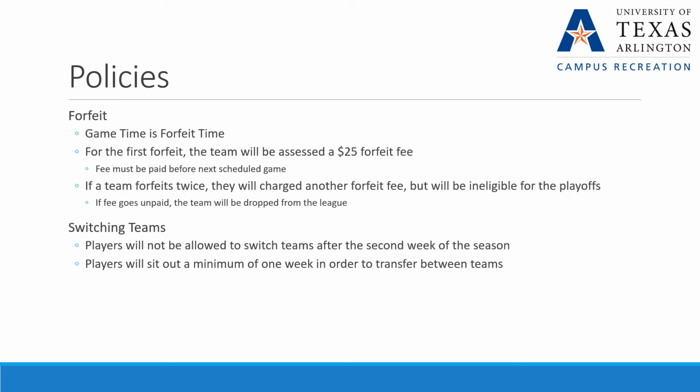Game time is forfeit time. If your team forfeits once, they will be assessed a $25 forfeit fee, and that fee has to be paid before the next scheduled game. If a team forfeits twice, they will be charged another forfeit fee, but will be ineligible for the playoffs. If the fee goes unpaid, the team will be dropped from the league altogether. Players will not be allowed to switch teams after the second week of the season. If they choose to do so before the second week, they have to sit out a minimum of one week as a waiver wire transfer penalty between teams.